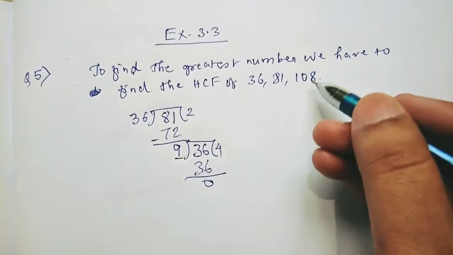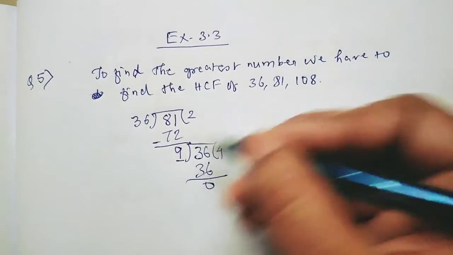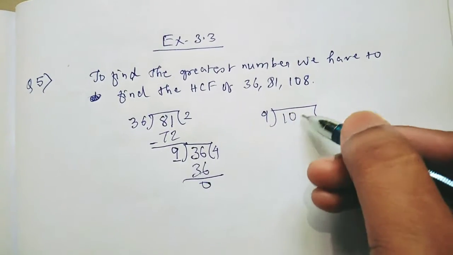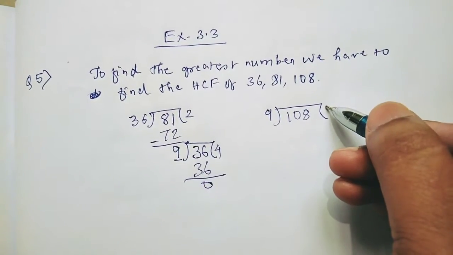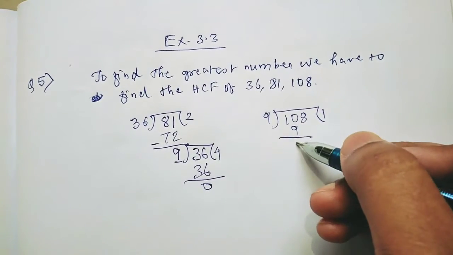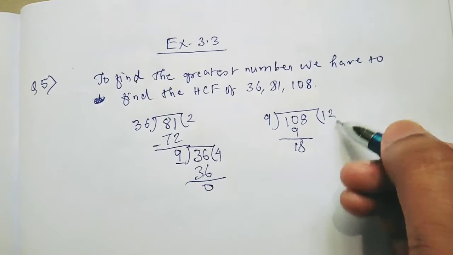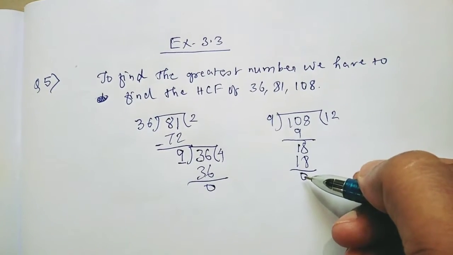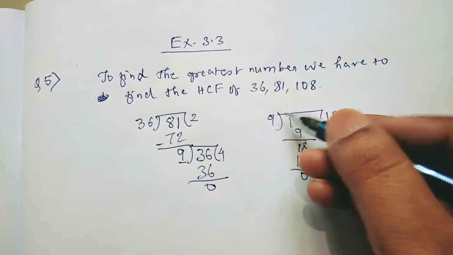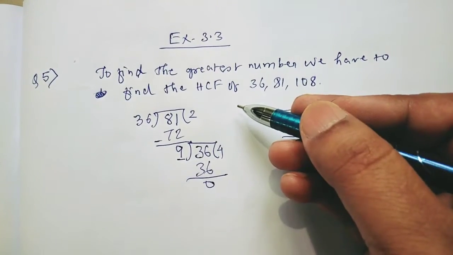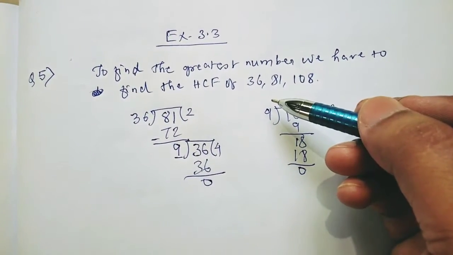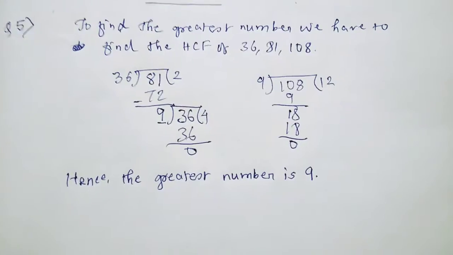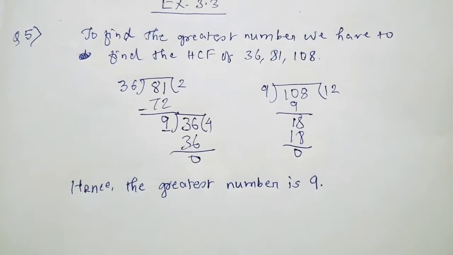But one more number is there, 108. So you have to divide this 108 by this 9. 9 times 1 is 9, then 10 minus 9 is 1, then 18. 9 times 2 is 18, so 0. The answer is 9, because here the remainder is 0. So our answer is 9. Understood? Very easily, very short. That's why I prefer the long division method, because it is very short and very easy. At last you have to write the statement: hence the greatest number is 9. Very easy question.